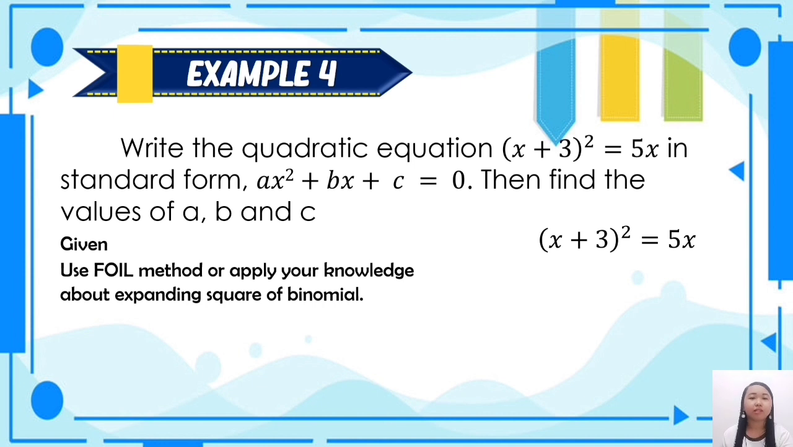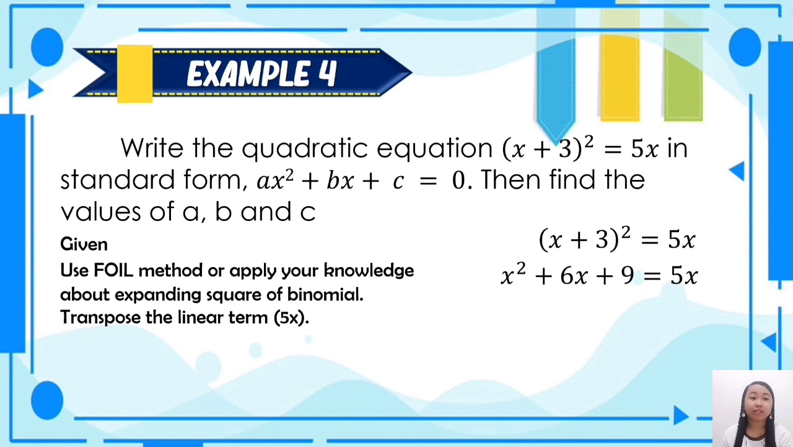So in this case, for us to expand square of binomial, square the first term, the answer is x squared. Multiply the two terms, x and 3, 3x, and then twice the answer is 6x. Square the last term will be 9. So we have x squared plus 6x plus 9 equals 5x. So we still have a term on the right side of the equation. So we need to transpose it.